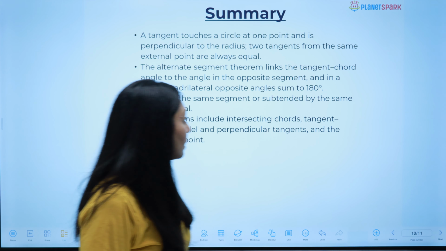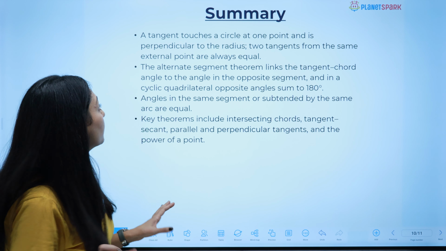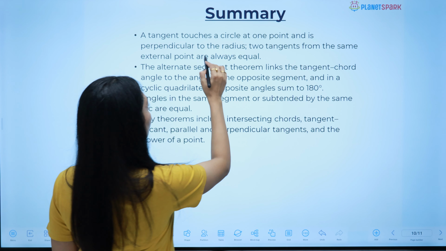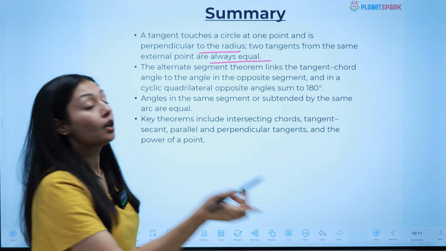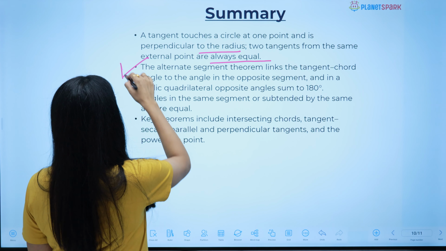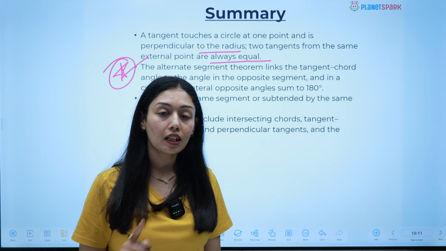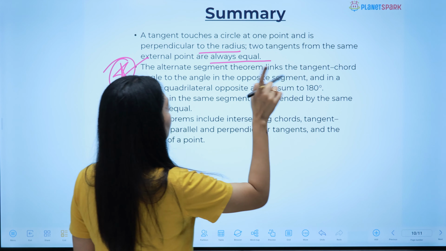Okay then, everybody, with that we are done here. Let's quickly summarize what we learned today here. Okay, now we know tangent touches at one point and it is perpendicular to the radius. Two tangents from the same external point are always equal in length. Alternate segment theorem, that gives that the measure of the angle between the chord and the tangent is equal to the angle found by the chord in the alternate or the opposite segment there.